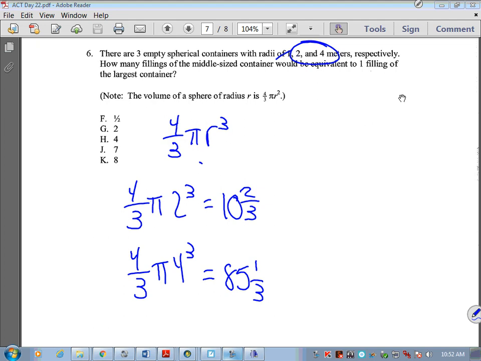Because this has a difference, I'm doubling it, right? We're taking that, and 2 cubed equals 8, so we're 8 times bigger. If we take 10 2/3 times 8, we should get 85 1/3. Does that make more sense?